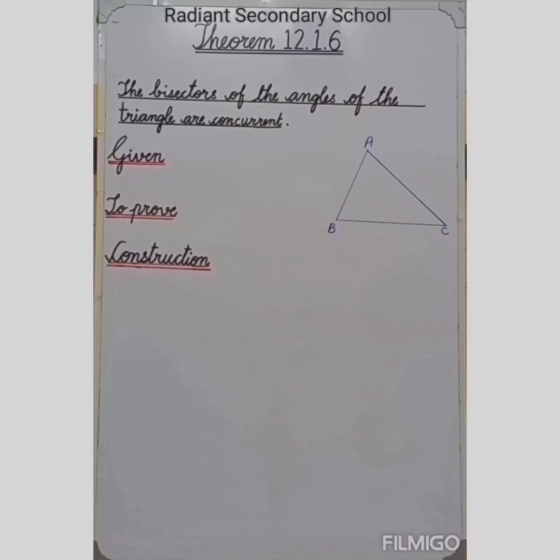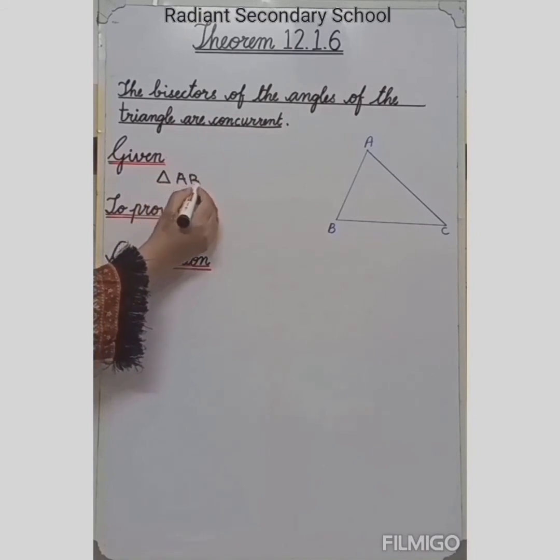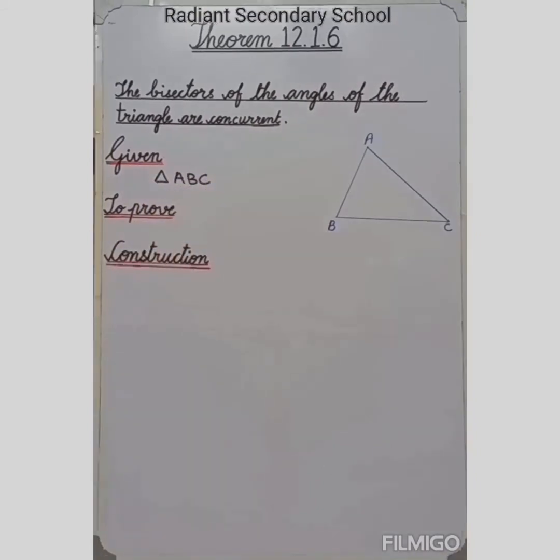Read the theorem statement. The bisectors of the angles of the triangle are concurrent. First of all, we find out what is given in the statement. A triangle is given, so we draw a triangle and label it as ABC. What we do in the given, we will draw triangle ABC. Now what we have to prove in this theorem: the bisectors of the angles of the triangle are concurrent.